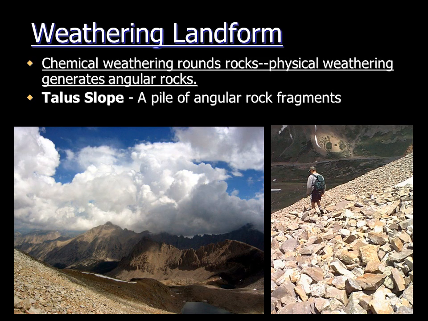Okay, so a weathering landform. Remember, chemical weathering makes round stuff. Physical weathering generates angular. If you have a pile of angular rocks, like this, or there's a bunch of it here, all these slopes are piles of angular rock. Those rocks got there from physical weathering. Now, they didn't get there by weathering alone, a hillslope process transported them, but they were weathered. They broke from the bedrock through a physical process. That's why they're angular. A pile of them is called a talus slope.